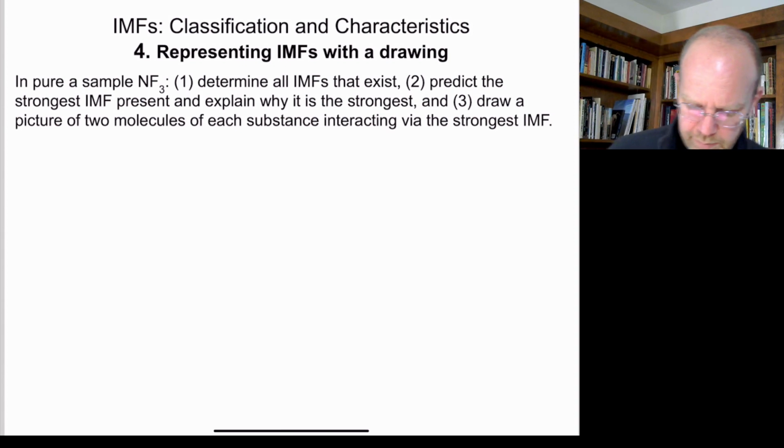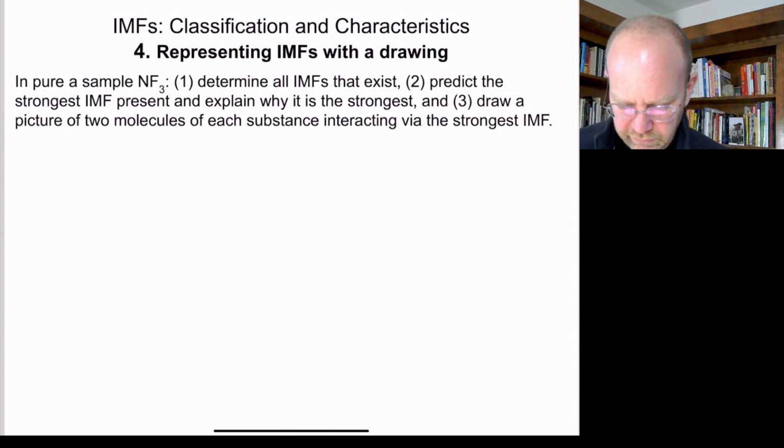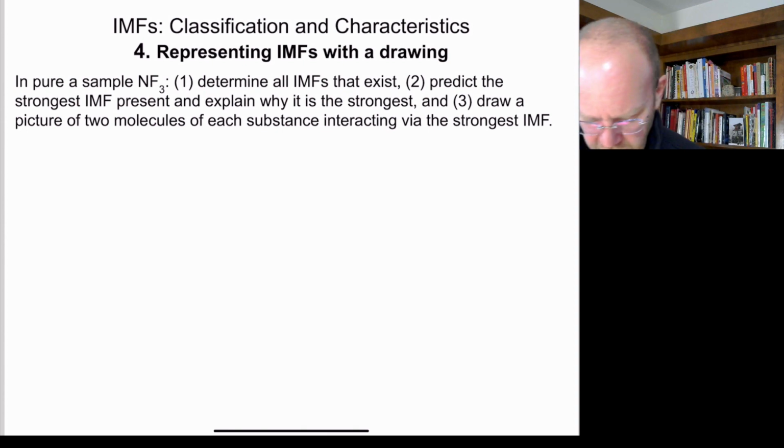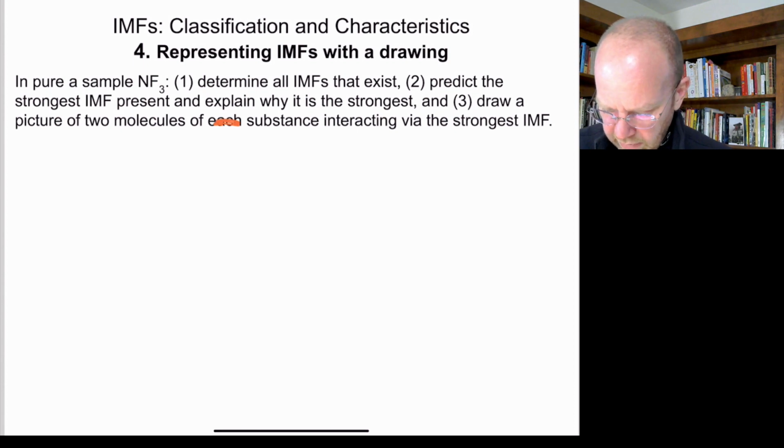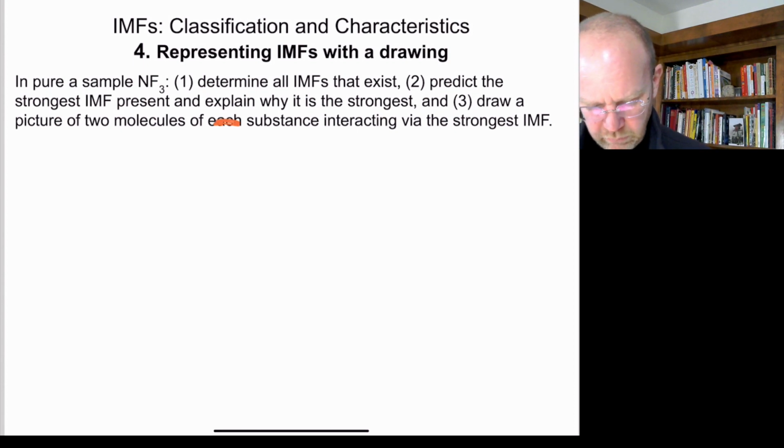In a pure sample of NF3, nitrogen trifluoride, determine all the intermolecular forces that exist, predict the strongest intermolecular force and explain why it is the strongest, and then draw a picture of two molecules of the substance, not of each substance, just of the substance interacting via the strongest intermolecular force.